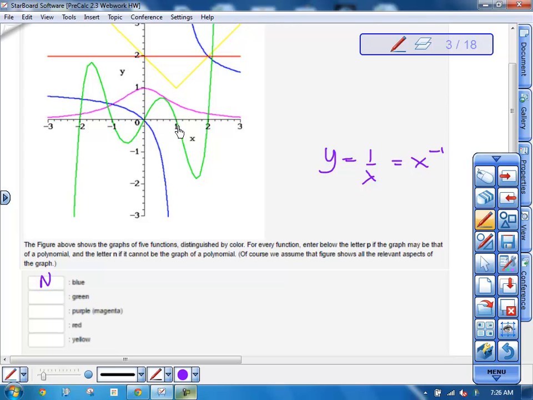The green one is, obviously, it looks like a fifth degree polynomial. So we'll put a p in there. Purple one, I don't even recognize that function. It's not a polynomial.